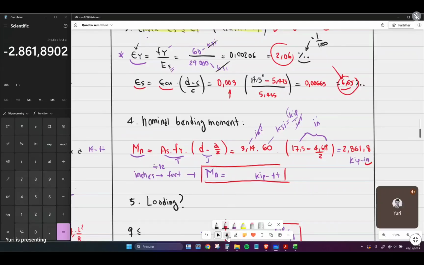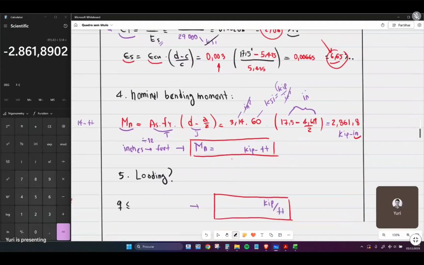We tend to usually use kip-feet. And what we do to transform inches to feet is we just divide by 12. So this value here, I'm just going to divide by 12. To around 238.5 kip-feet. All right. So this is how much bending moment this section can support.